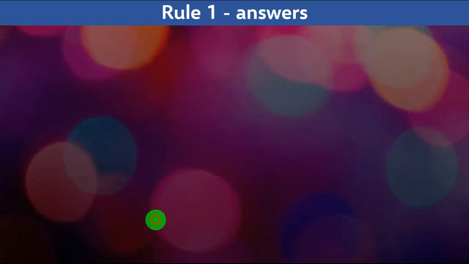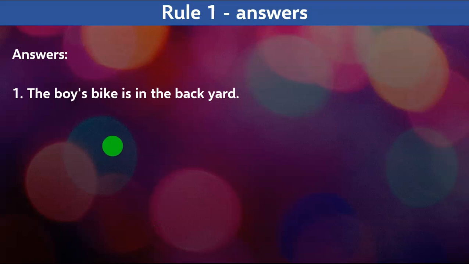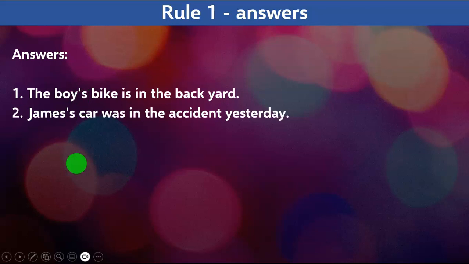All right, let us look at the answers with what you have learned in rule number 1. The boy's bike is in the backyard. You have the apostrophe and the s out here. Number 2, James's car was in the accident yesterday. Okay, look at the pronunciation. In fact, just hear the pronunciation. It's James's. There is the stress on the extra s. James's car was in the accident yesterday.